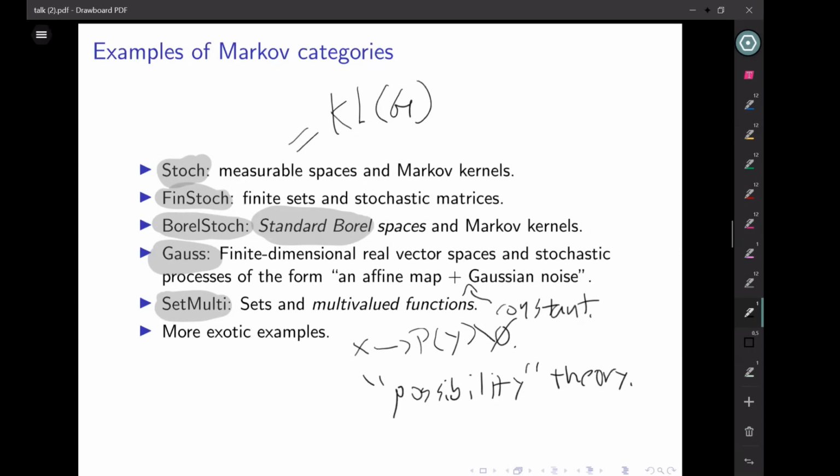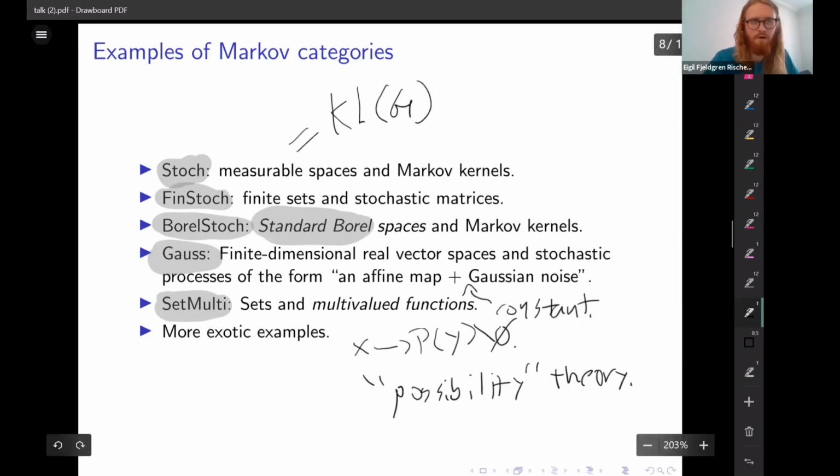So let me see one more exotic example. For me, Stoch is a subcategory of the first one. Oh yeah, sure. Gauss is also Set-multi with a little bit of modification, but not so much. Okay. I'll give another strange example.